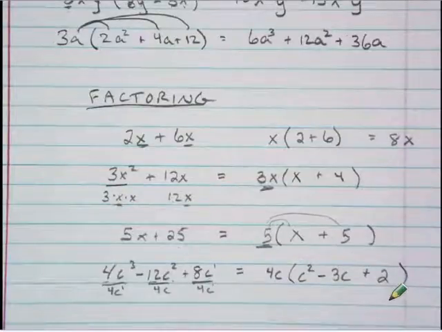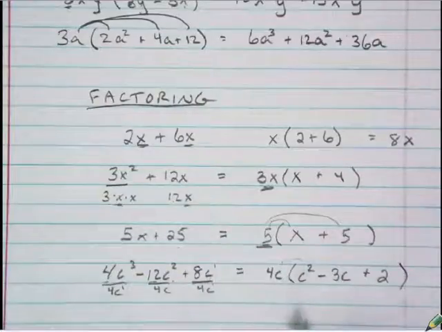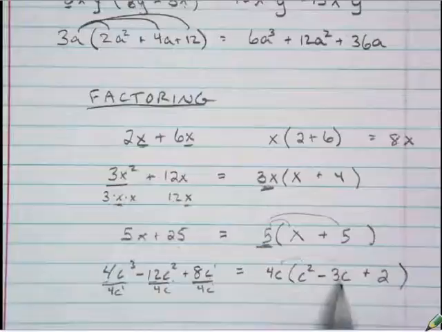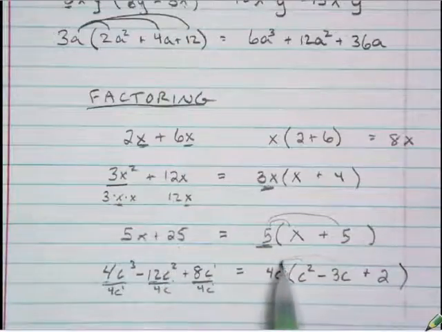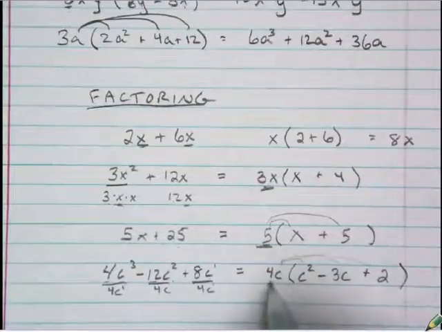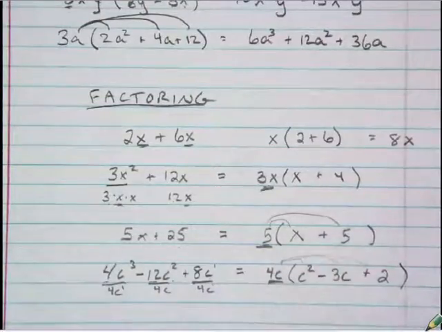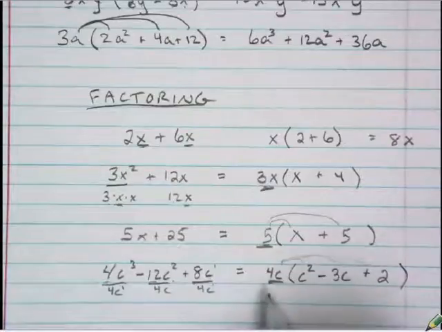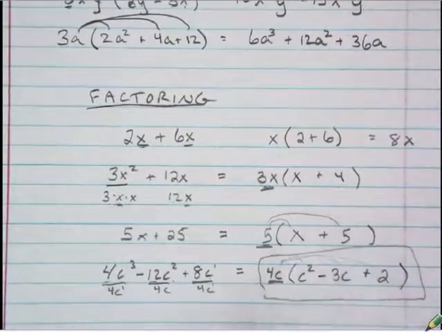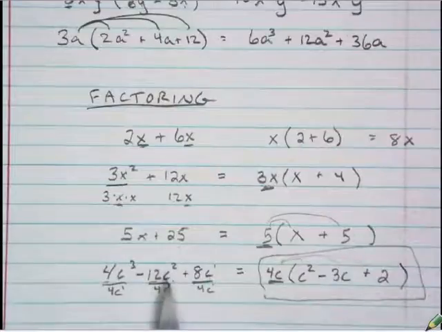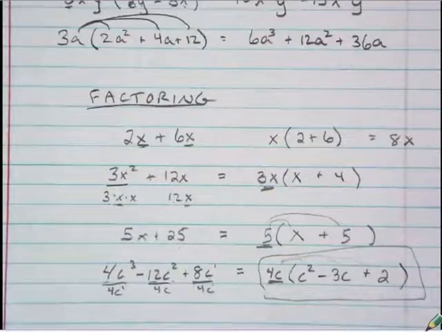Okay? And again, I could easily check this. 4c times c squared is 4c cubed. 4c times 3c is 12c squared. 4c times 2 is 8c. This is the GCF, which means greatest common factor. This whole thing is the factored form. It's just a different form of writing this original polynomial. Okay? Let's see if you can try a couple.